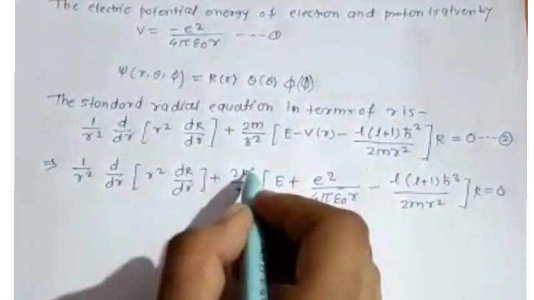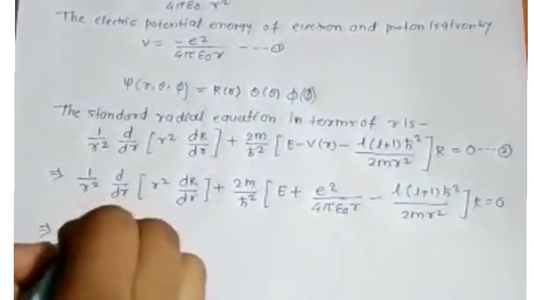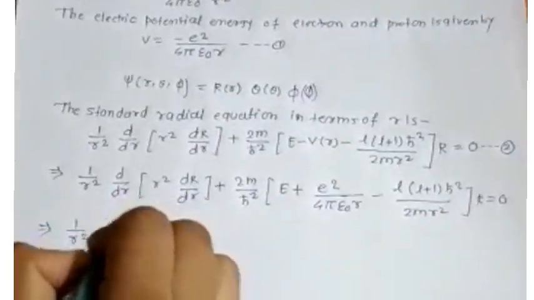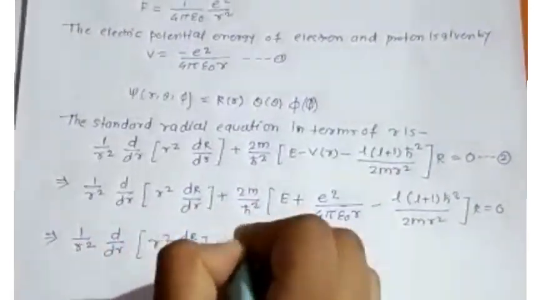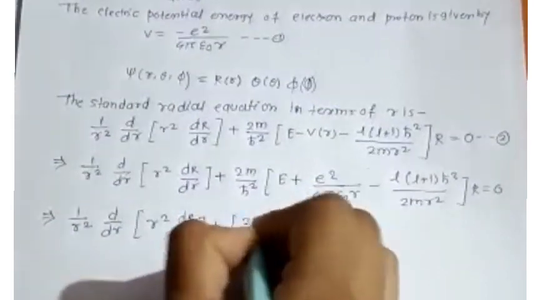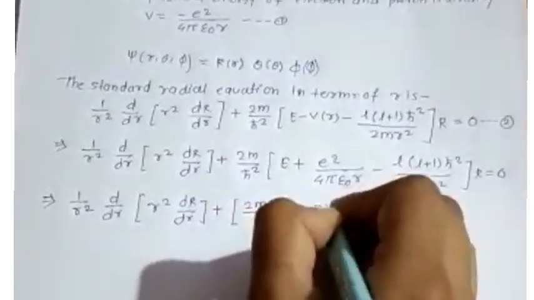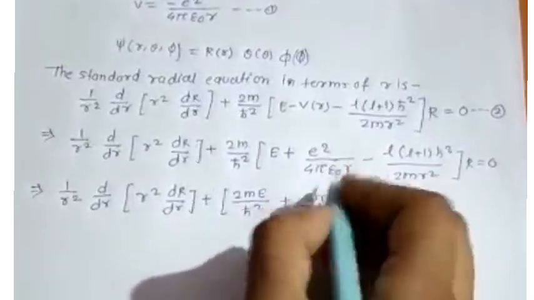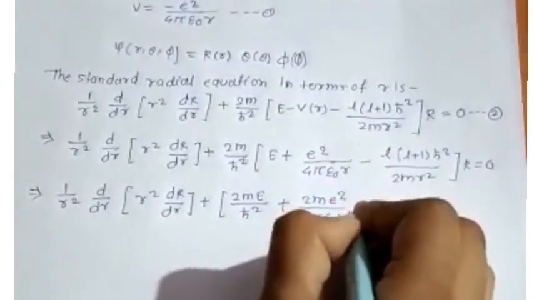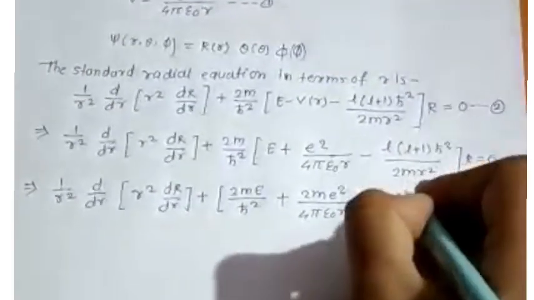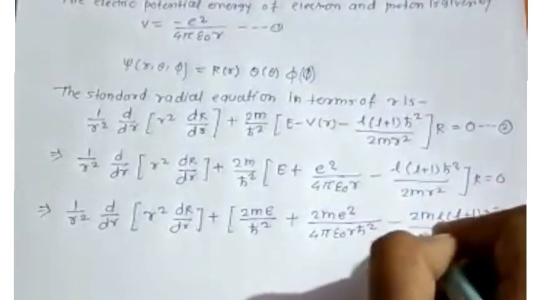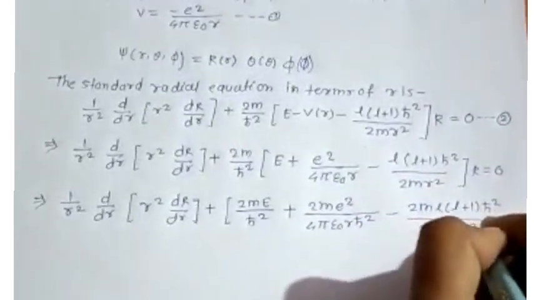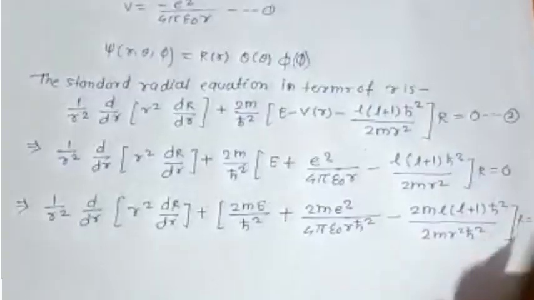Now we have to multiply by 2m upon h cut square into the bracket. So we can write the equation as 1 upon r square d by dr of r square dR by dr plus 2mE divided by h cut square plus 2m e square divided by 4 pi epsilon naught r h cut square minus 2m L into L plus 1 into h cut square divided by 2m r square h cut square, into capital R equals 0.